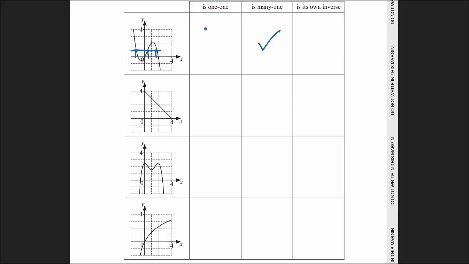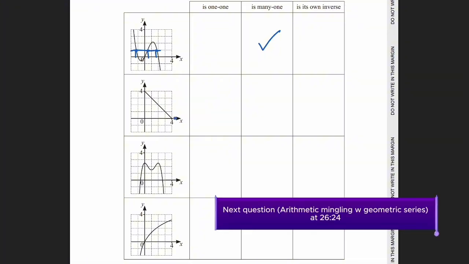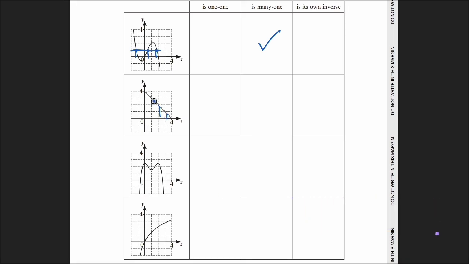Oh, whatever. Is it its own inverse? Nope, I don't think so, because for it to be its own inverse, it has to be reflectable over the line y equals x, and I don't think it is reflectable. So let's just ignore that. Is this a one-to-one function? Yes, it looks like a one-to-one function to me, because every value of x has a single y value. More essentially, it is a straight line, and every straight line is a one-to-one function.